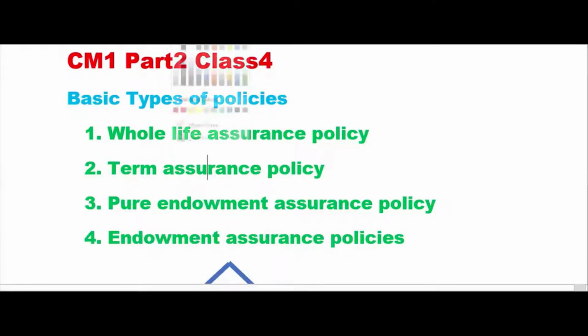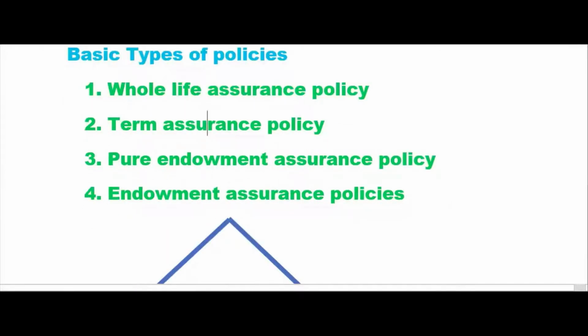We have four kinds of policies here. The first one is the whole life assurance policy, and the second one is the term assurance policy. In a term assurance policy, the validity is only for a term. The third one is the pure endowment assurance policy. Here the benefit will be given only on survival; there is no death benefit. And the fourth one is the endowment assurance policy. When I say endowment assurance policy, both the benefits are available, 2 and 3. 4 is a combination of 2 and 3.